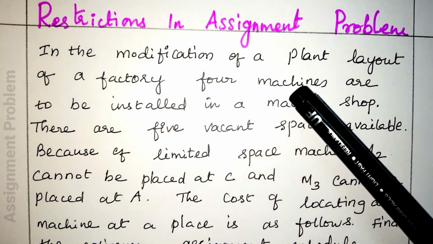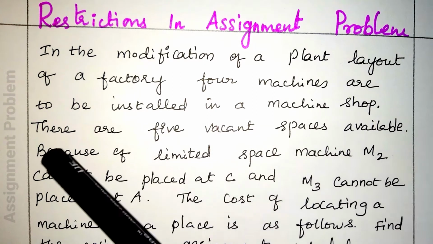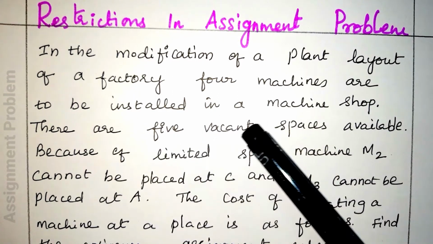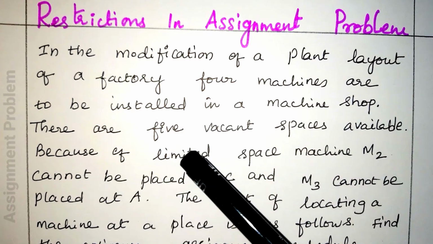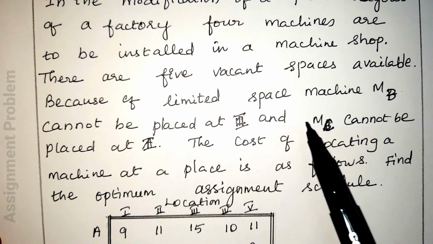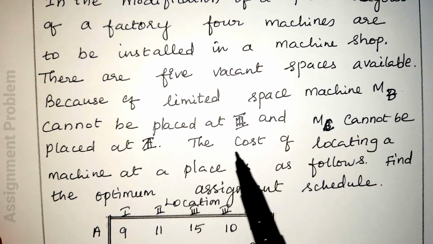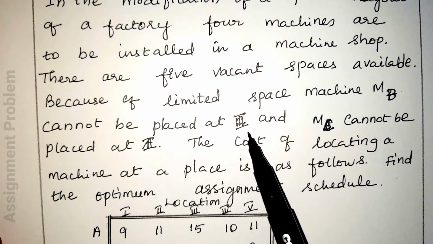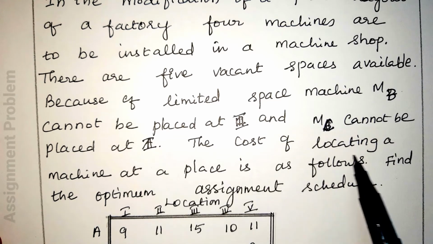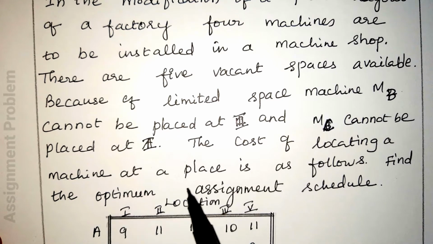In the modification of a plant layout of a factory, 4 machines are to be installed in a machine shop. There are 5 vacant spaces available. Because of limited space, machine B cannot be placed at location 3 and machine C cannot be placed at location 1. The cost of locating a machine at a place is given below. Find the optimum assignment schedule.